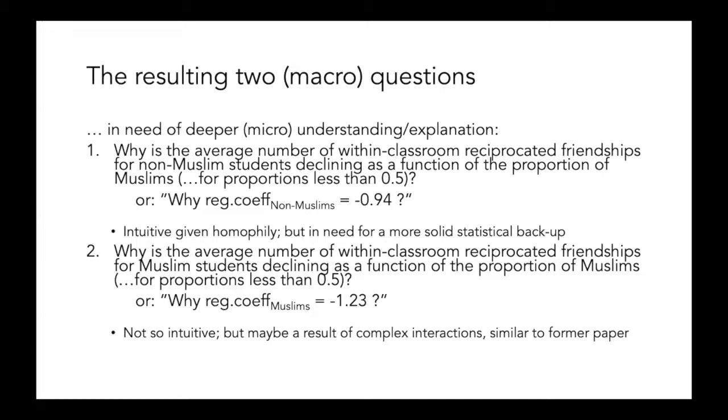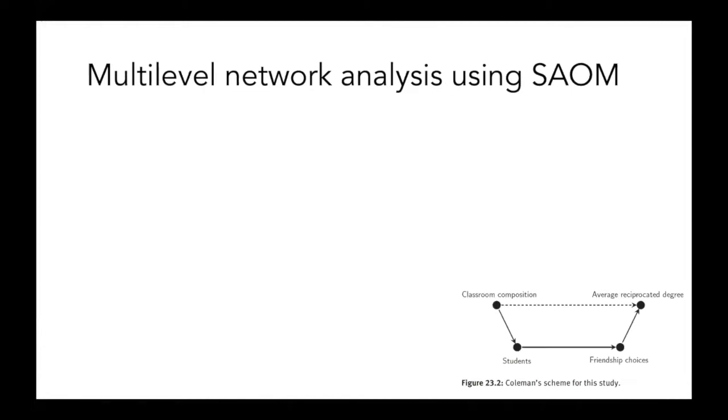And this is not so intuitive, but maybe, and that is also why I showed you the other study before, that could now be a result of very complex interactions, and the answer could be similarly counterintuitive, maybe like in the former study. And the question is here, how can we approach this methodologically? So what we use, and what I already mentioned, is this multi-level network analysis with Siena.